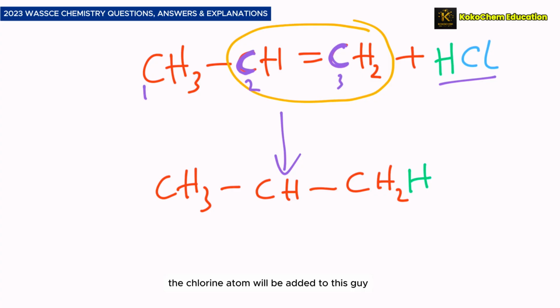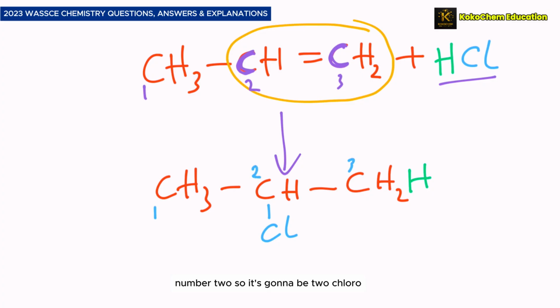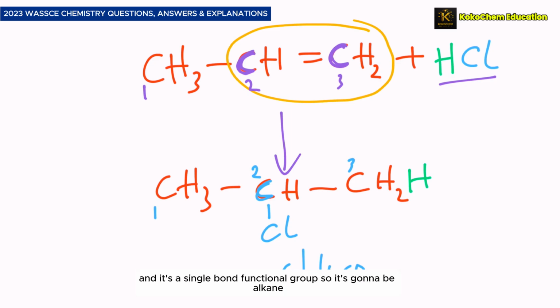So the chlorine atom will be added to this one. That is how we get 2-chloropropane, because the chlorine atom is bonded to carbon number 2. So it's 2-chloro because of the chlorine atom, propane because the parent chain has 3 carbons, and 3 carbons means prop, and it's a single bond functional group, so it's going to be alkane.